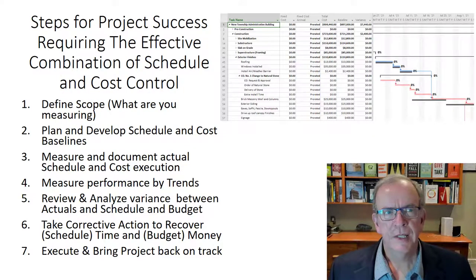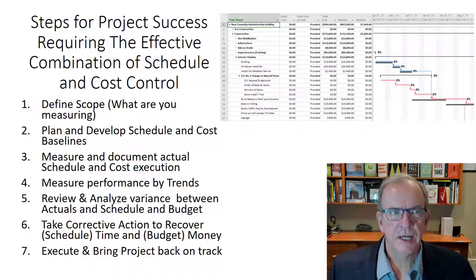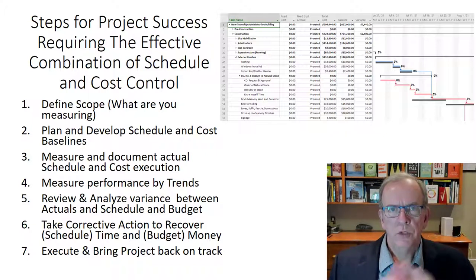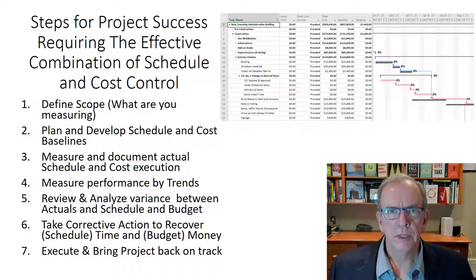Now, for the steps for project success that we have to think about when we combine both schedule and cost control, we have to think about the scope. What is involved in this project? What have we been contracted to do? And what are we responsible for? So in other words, what are we going to need to track as far as the activities and the costs?